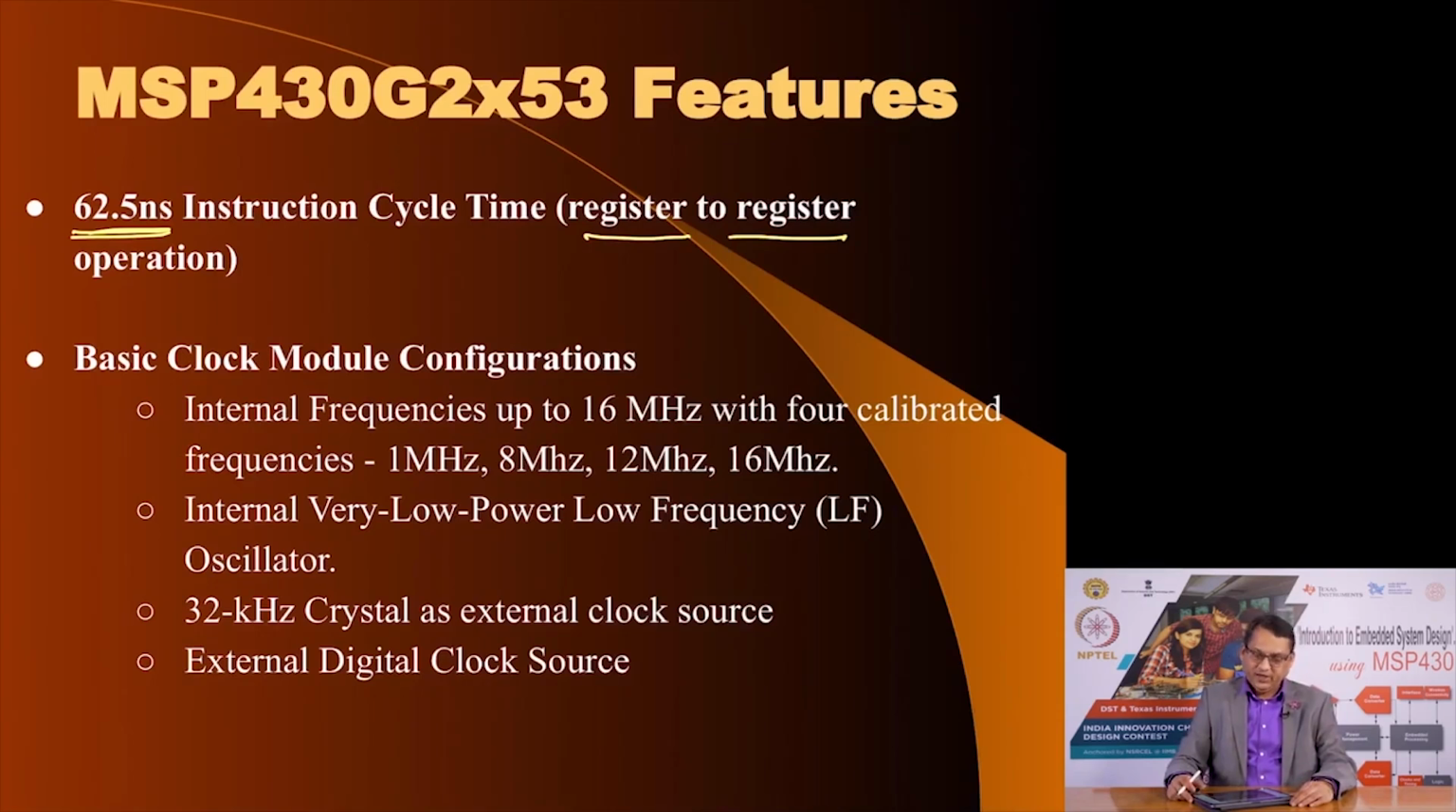on the MSP430 microcontroller. The internal clock generator, which could take inputs from external pins, we will see which are those pins, or you could utilize internal RC oscillators, offers a wide variety of options. One of them is you can have calibrated internal frequencies up to 16 megahertz, and you can choose whether you want to operate at 1 megahertz or at 8 or 12 or 16 megahertz.